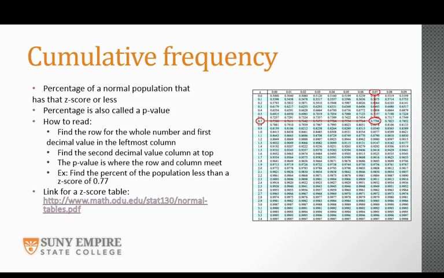First, we locate the row for 0.7. Then we find the column where 7 is the last digit. Reading down the column and across the row, we find a p-value of 0.7794. This means that nearly 78% of all members of a normally distributed population have scores that are 0.77 standard deviations above the mean or less.